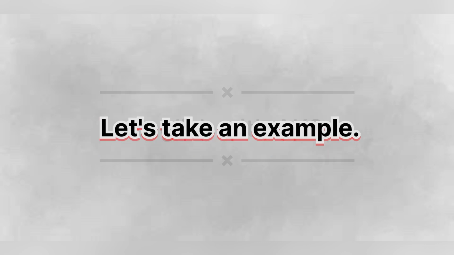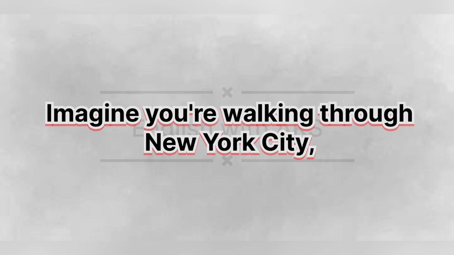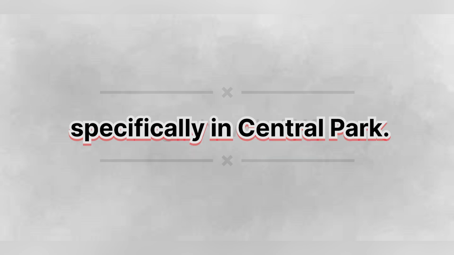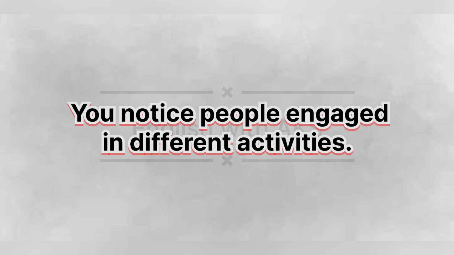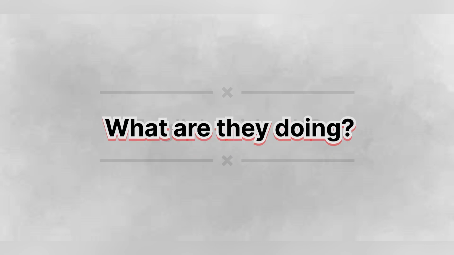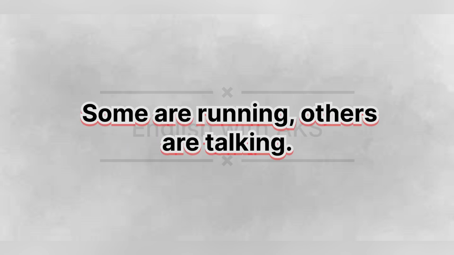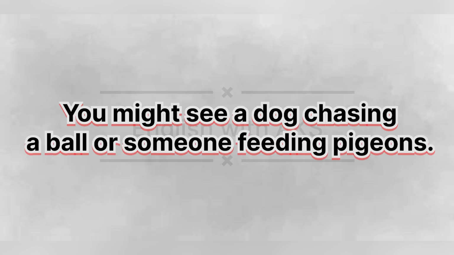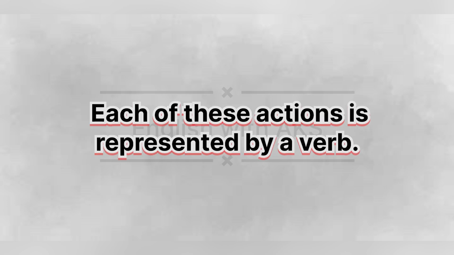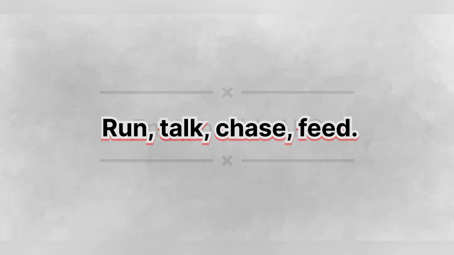Let's take an example. Imagine you're walking through New York City, specifically in Central Park. You notice people engaged in different activities. What are they doing? Some are running, others are talking. You might see a dog chasing a ball or someone feeding pigeons. Each of these actions is represented by a verb: run, talk, chase, feed.